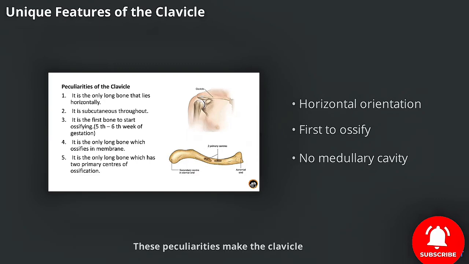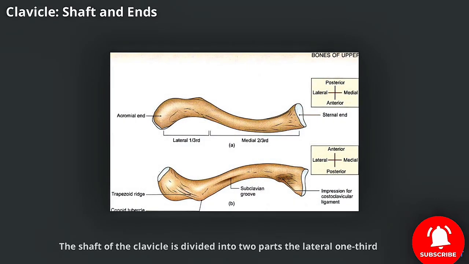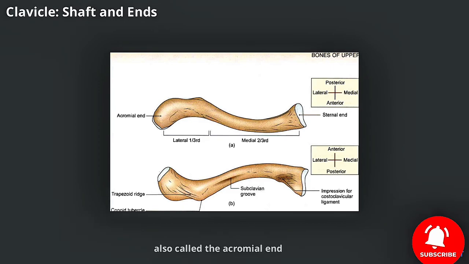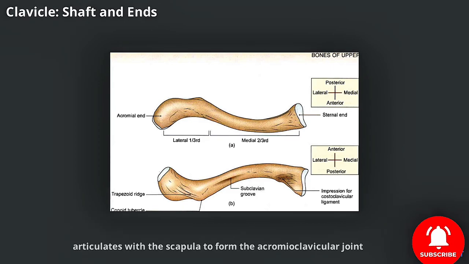These peculiarities make the clavicle both fascinating and clinically significant. The shaft of the clavicle is divided into two parts, the lateral 1/3, which is flat, and the medial 2/3, which is rounded. The lateral end, also called the acromial end, articulates with the scapula to form the acromioclavicular joint. The medial or sternal end is quadrangular and connects with the sternum at the sternoclavicular joint.